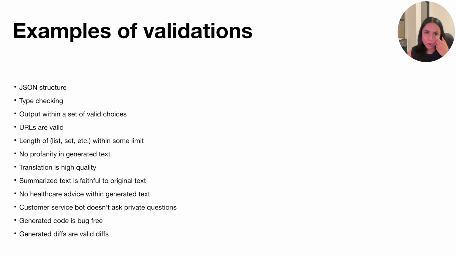Here's a quick walkthrough of some examples of validators that are offered. So obviously JSON structure and type checking is some of the common ones, but also validators about lists, about the quality of the text, like no profanity or quality of the translation, etc. Specific validators for summarization, specific validators for not asking private questions, etc. But any custom validator can be created and supported by the framework.